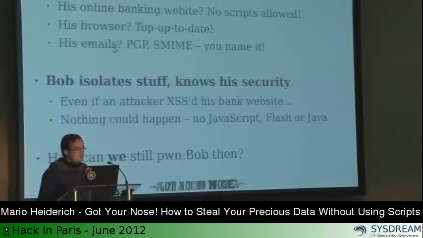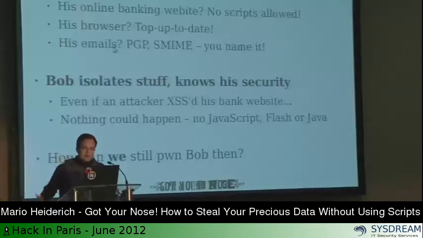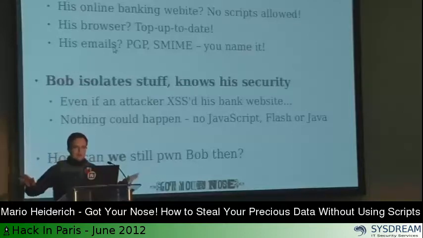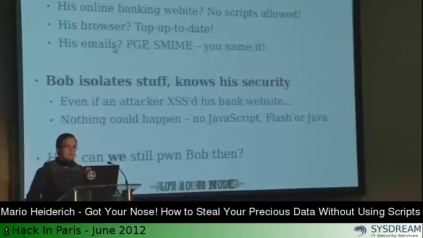And even if an attacker would find out with which bank Bob is doing his online banking, and if the attacker would find an XSS vulnerability in the bank website, the attacker couldn't do anything with it because Bob simply does not allow scripting to be run on this banking website. He uses NoScript or whatever solution. So Bob is extremely hard to pwn on the browser side layer. There is no Java, no Flash, no PDFs, all this stuff is disabled for Bob. But we really want to pwn Bob, because we're the bad guys here and we want his sensitive data. So what can we do?